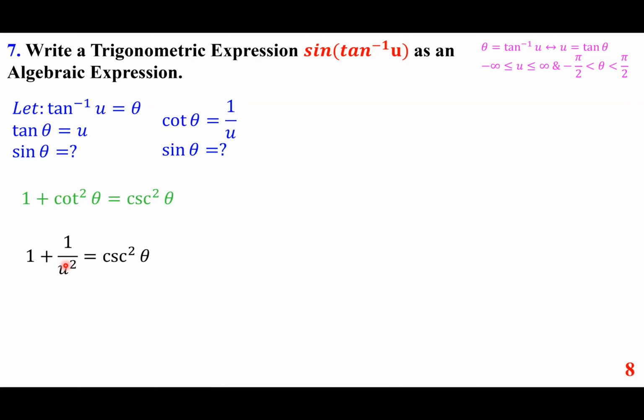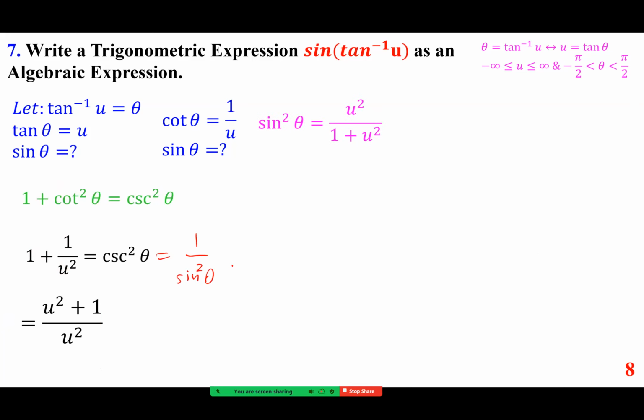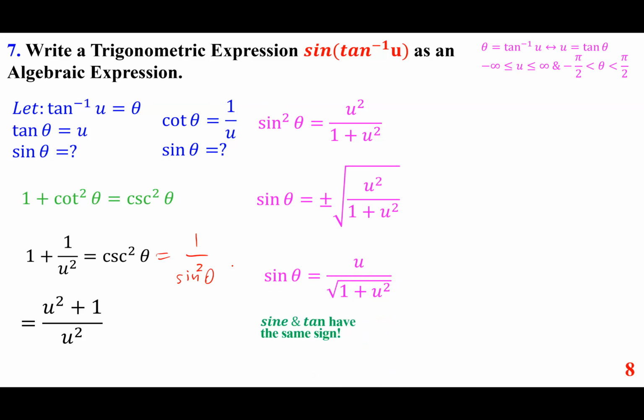If I take a common denominator, I get u squared plus 1 over u squared. That's cosecant squared. Cosecant is 1 over sine. So cosecant squared is 1 over sine squared. And sine is plus minus, and we take the positive one. Sine and tan have the same sign.